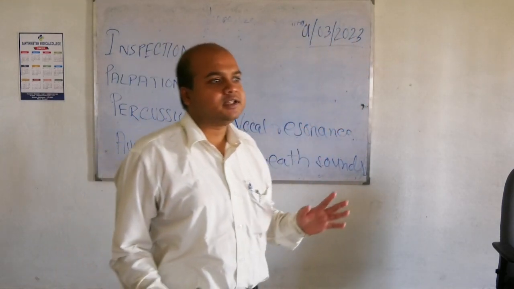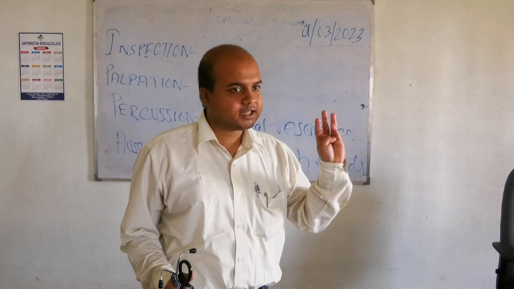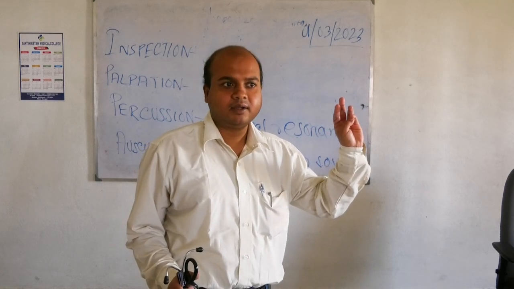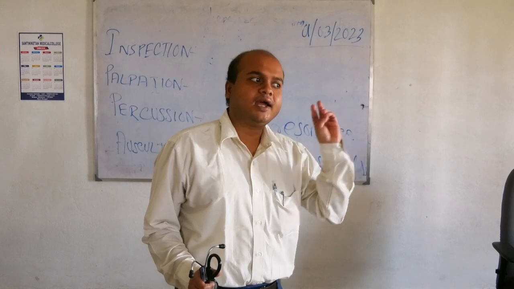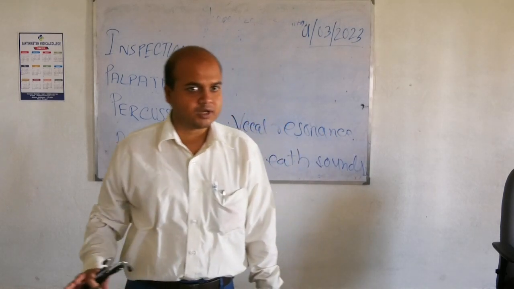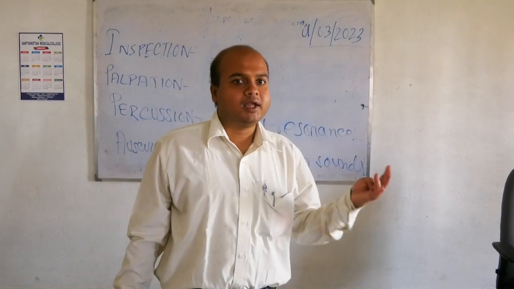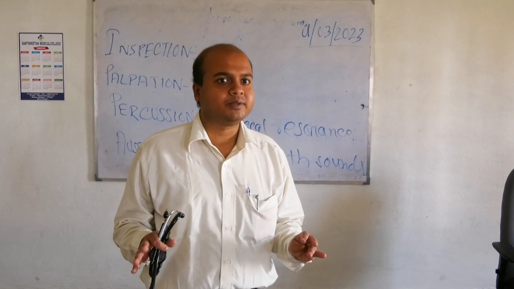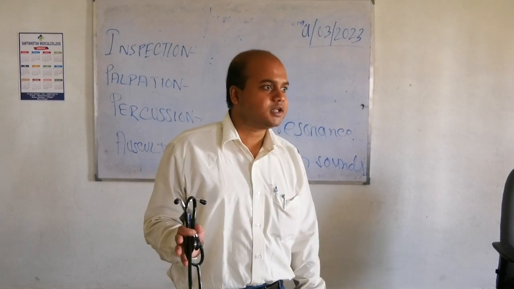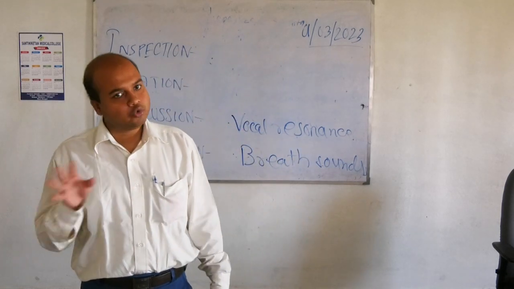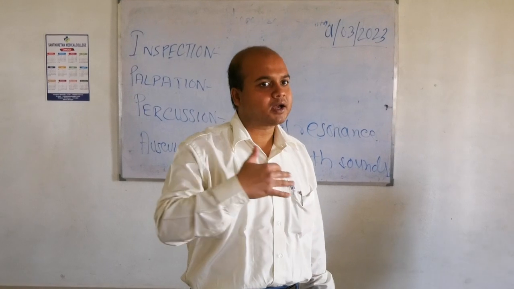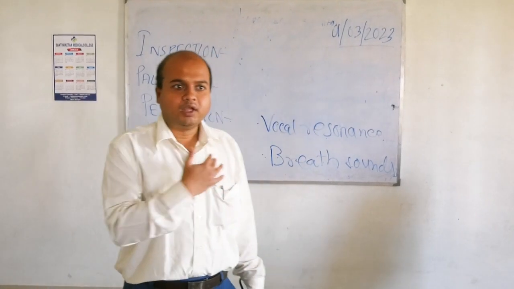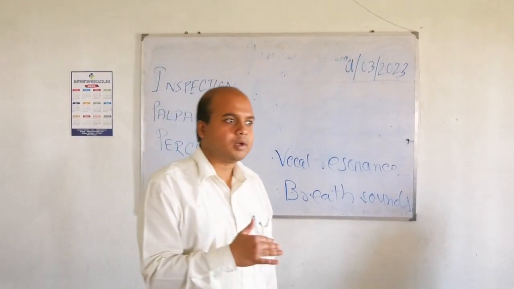So what we pick up on inspection, just a quick revision: shape, size and symmetry of the chest, respiratory rate and rhythm, any obvious skin changes, scar marks, pigmentation, and position of the trachea and apex beat. Apex beat we will do in one of the subsequent classes. Palpation: just confirm any gross deviation in the shape and symmetry, the position of the trachea, and vocal fremitus is picked up by palpation. Percussion: we just percuss and differentiate between resonance and dullness. And auscultation, we check the vocal resonance and also the breath sounds.